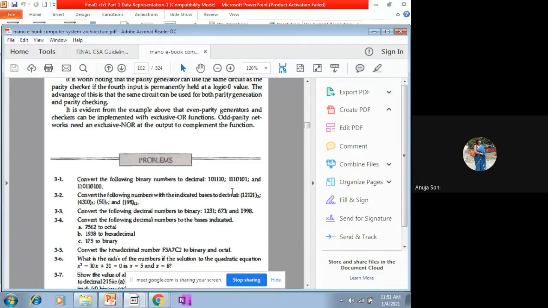Convert the following numbers in the indicated bases to decimal. Again, a similar formula you have to apply, but in the first case, 12121 has a base of 3. So this is a numbering system having a base of r, and the value of r is 3 in this case. By taking r as 3, you apply the same formula, and ultimately you will get the final value in decimal form.